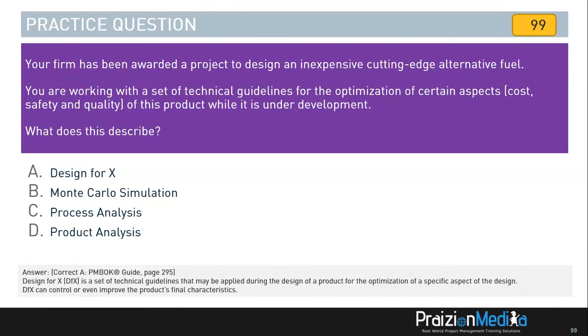It reads, Design for X is a set of technical guidelines that may be applied during the design of a product for the optimization of specific aspects of the design. DFX can control or even improve the product's final characteristics. So whenever you see a product, remember, it's designed for something. It could be designed for ease of assembly, like IKEA claims. It could be designed for ease of use. It could be designed for ergonomics. It could be designed for optimization of energy. It really depends.